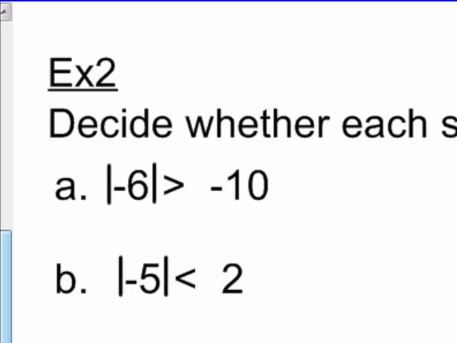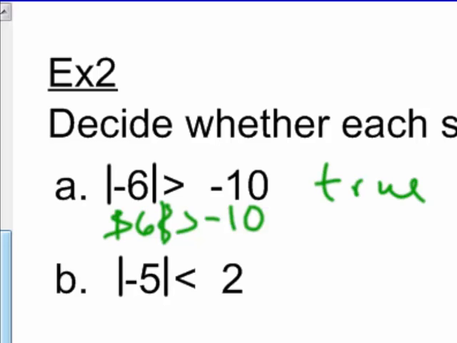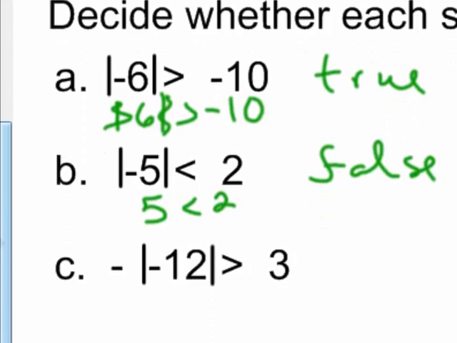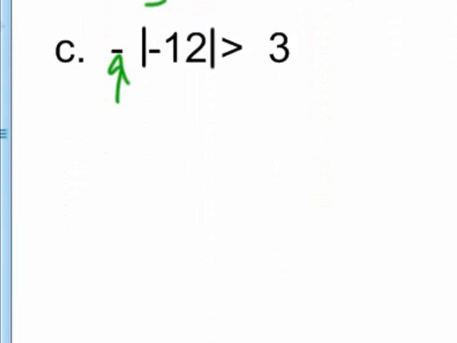The last one, that's example 2 again. It should be example 3. The absolute value of -6 is just 6. Yeah, just 6 there. 6 is greater than -10? Yes, that's true. In B, the absolute value of -5 is 5. 5 is less than 0. Is that true or false? That's false.